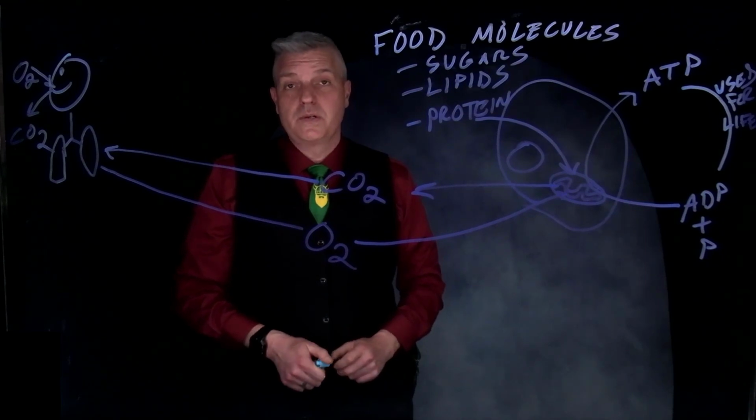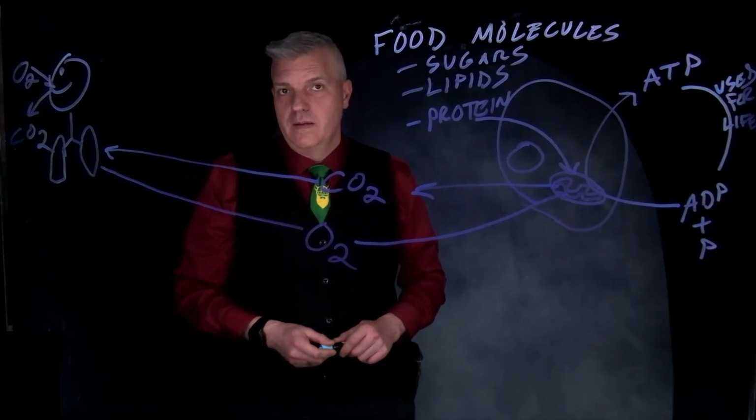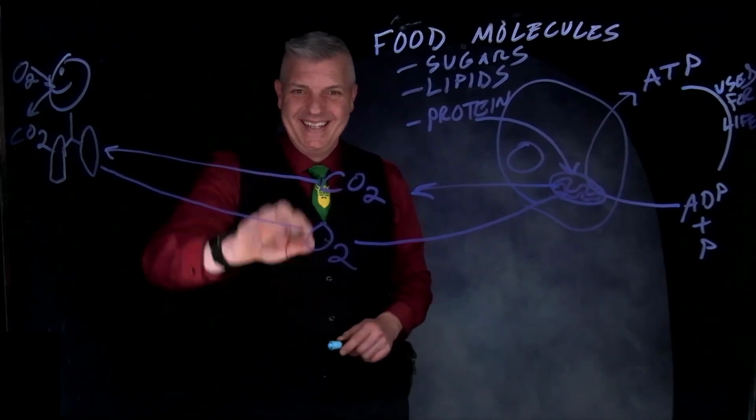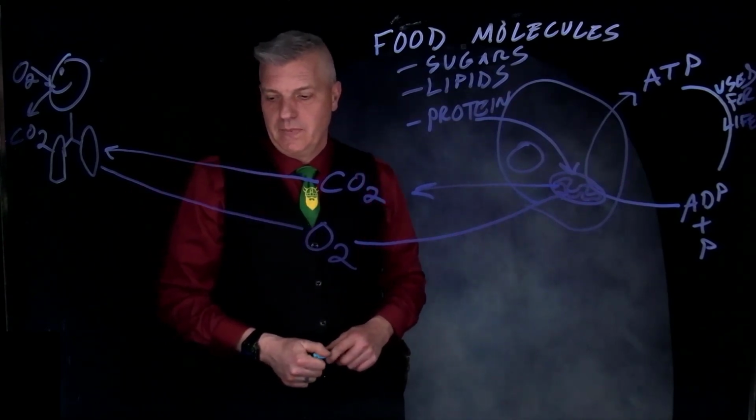What are the two respiratory gases? The two major respiratory gases, what are they? And that's easy because they're written right here, aren't they? Carbon dioxide and oxygen, those are the two major respiratory gases.